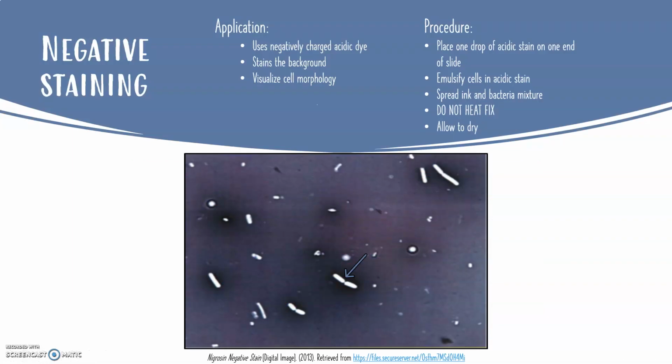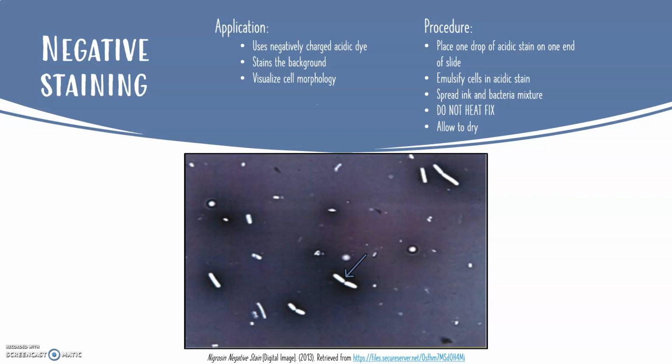The negative stain is another simple staining technique which uses a negatively charged acidic stain which stains the background and leaves the cell to appear clear or white, and it once again allows us to visualize the cell's morphology. To complete this stain technique, you will add acidic dye to the slide, submerge a few cells of the specimen into the dye, and then spread the mixture from one side of the slide to the other. Once we do that, we won't heat fix this, but we will allow it to air dry.